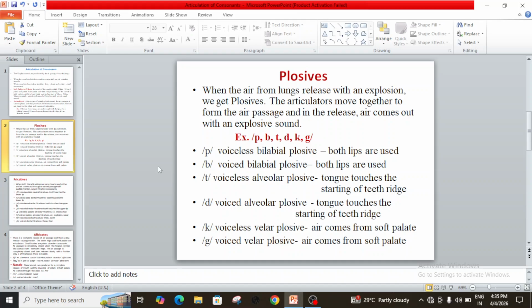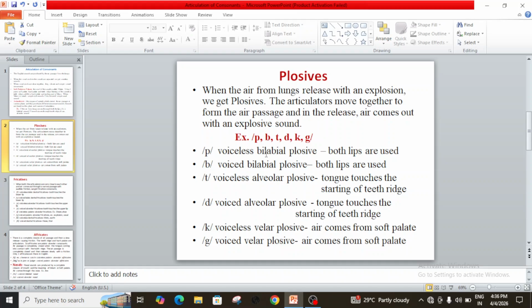The examples of plosive sounds are P, B, T, D, K, G. When we pronounce the letter P, we see that the vocal cords are not vibrating. So we can say that P is a voiceless sound because there is no vibration of the vocal cords, but it is a bilabial plosive.